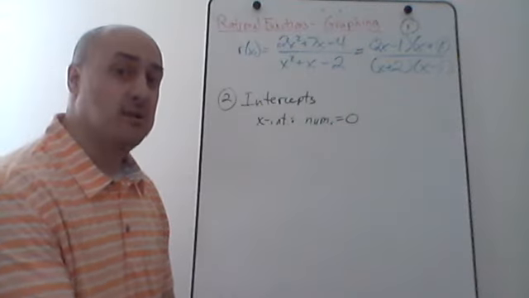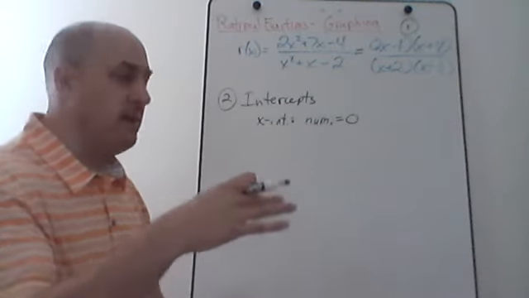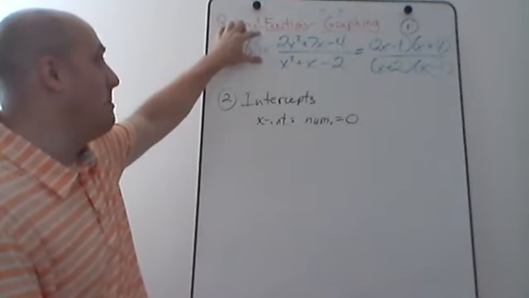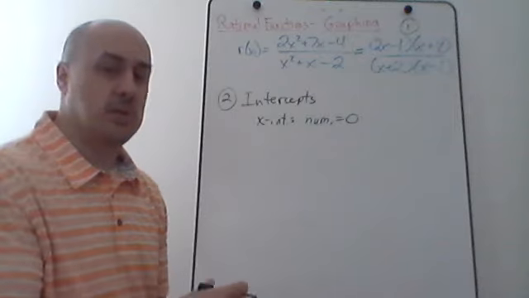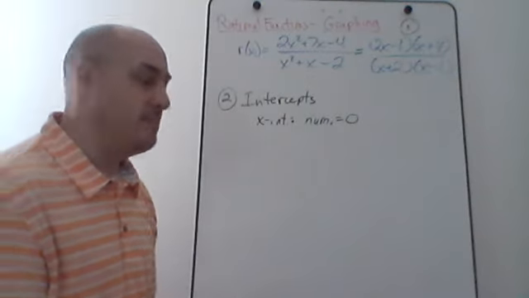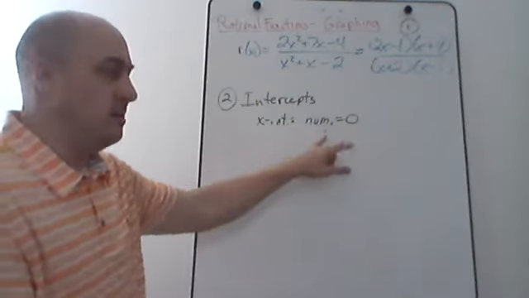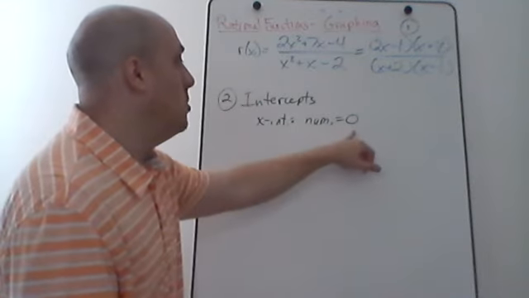Now, if you forget that and you're not sure, if you just recall, well, for any x-intercept, I set y, or I set my whole function equal to 0, just go ahead and do that, and then do that extra step to solve it, and you'll get your x-intercepts. So it doesn't matter. This is, again, just like a little shortcut. All right, so I set my numerator equal to 0.